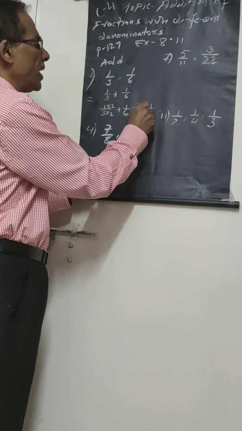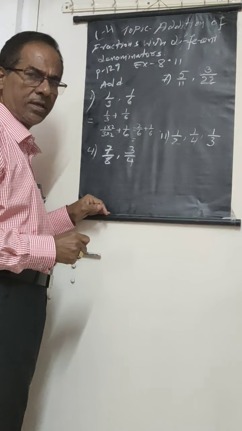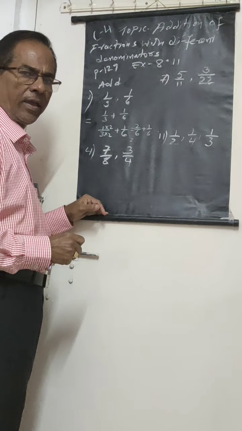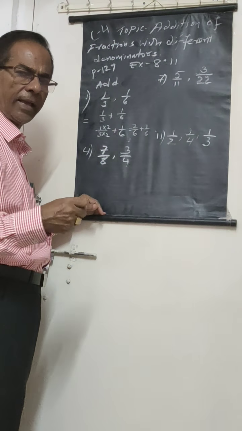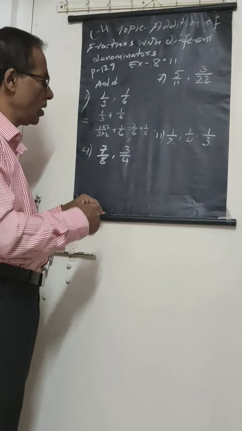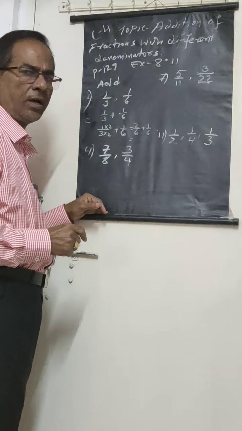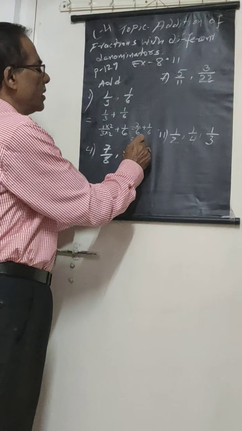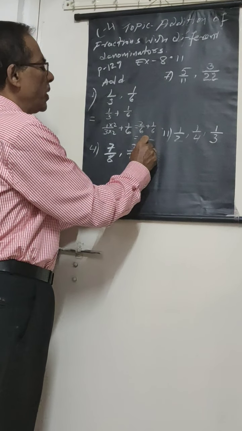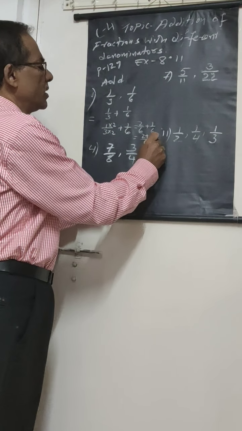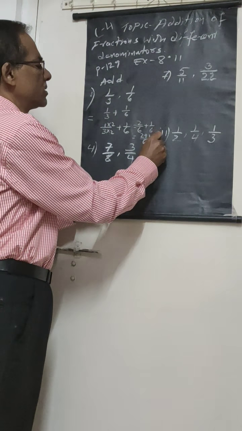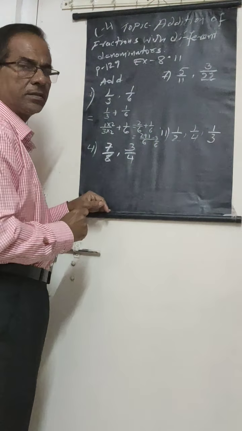So now they are like fractions. Denominators are the same. So just like you did before, you have to do it the same way. So this is your extra learning. Okay. So over 6, 2 plus 1 is how much? Yes, 3 by 6. Like this.